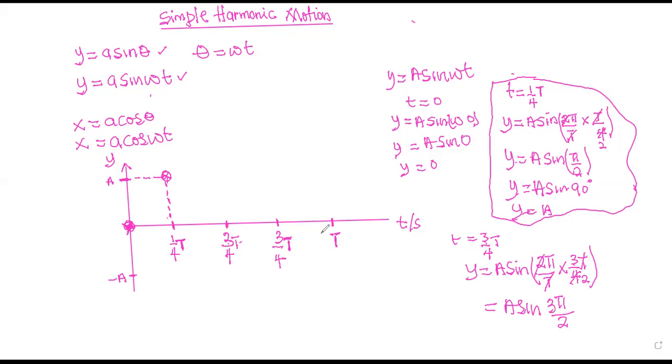270. That is 270. So you have a sine 270. Class, what is sine 270? -1. -1.